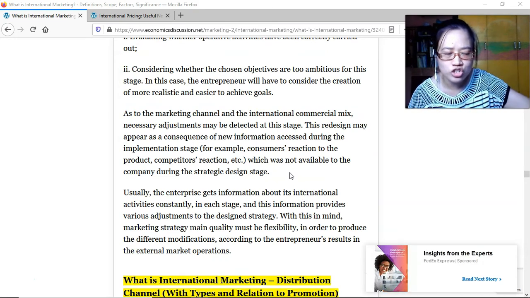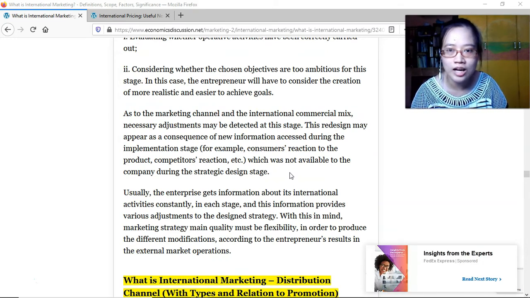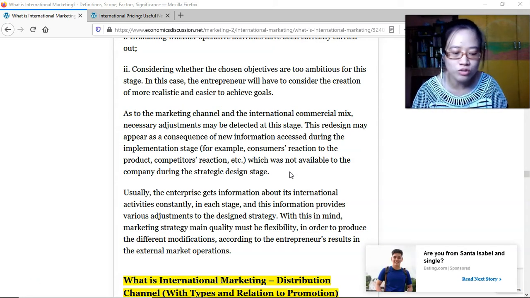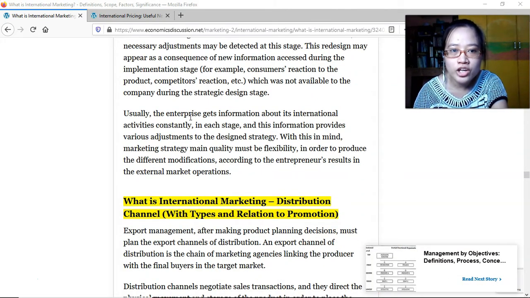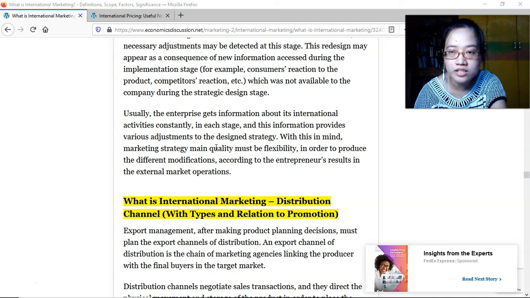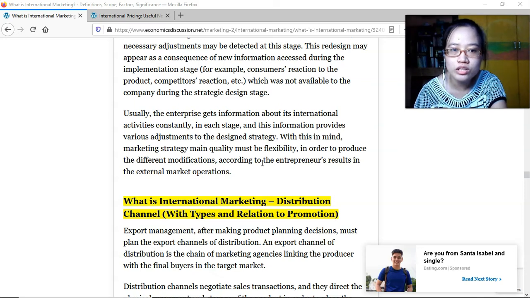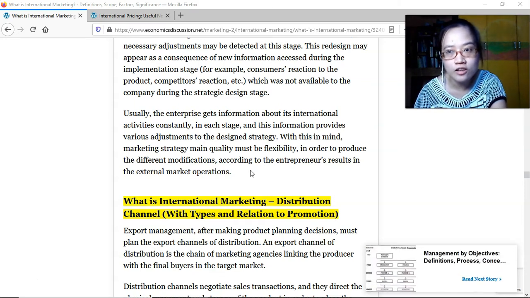Okay. The competition could easily adapt and offer better for the consumers, in which case the initial reaction of the consumers coming to them to buy the products or service could return to the competitors. Usually, the enterprise gets information about its international activities constantly in each stage, and this information provides various adjustments to the design strategy. With this in mind, the marketing strategy's main quality must be flexible in order to produce the different modifications according to the entrepreneur's results in the external market operation.